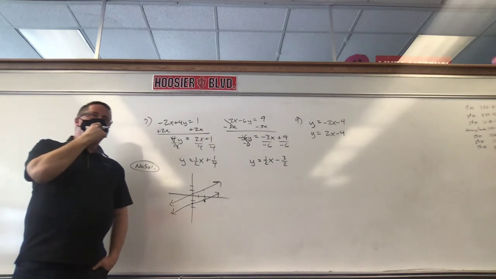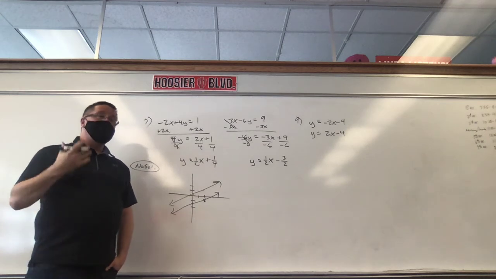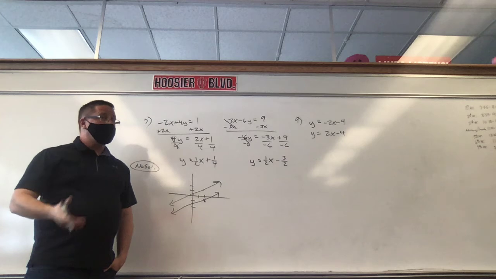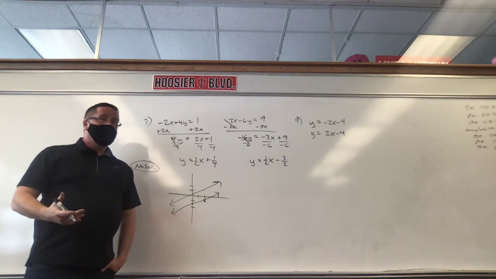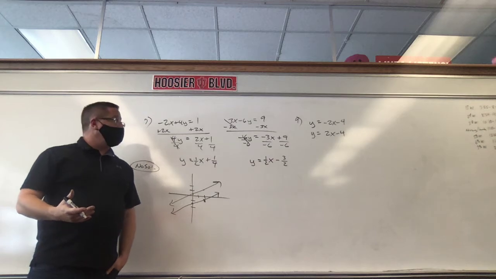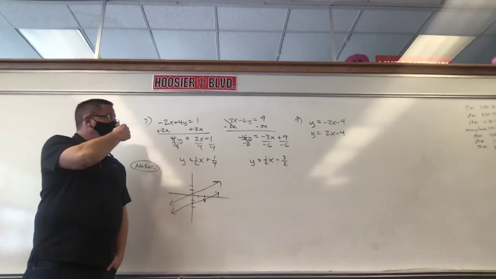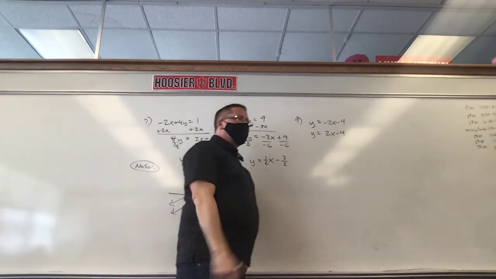What method do you want to use? Do you want to use substitution or elimination? Remember, you use substitution when you know what either x or y is. Do we know what x is or what y is? What's one thing that y is? Negative 2x minus 4. Is there something else that y is? 2x.